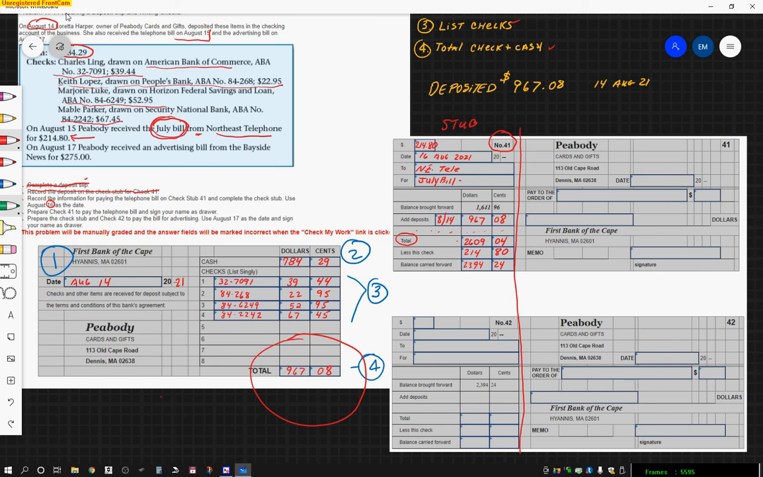Now we can write the check. Going over to the check, well, we know the date of the transaction. Everything is on the stub that you need to be looking at, so we can go 16 August 21. Paid to the order of. Paid to the order of. Now this is who? This is the payee, right? Okay, don't fall out of your chair. So let's go. We have paid to the order of, and that it is for Northeast Telephone.